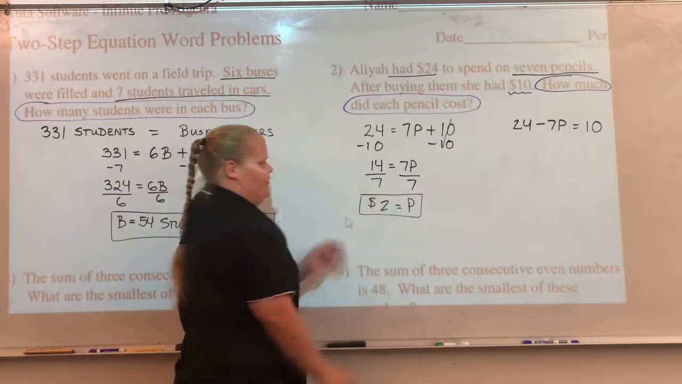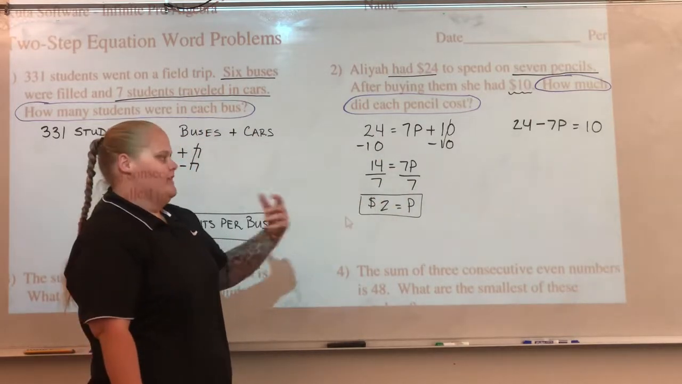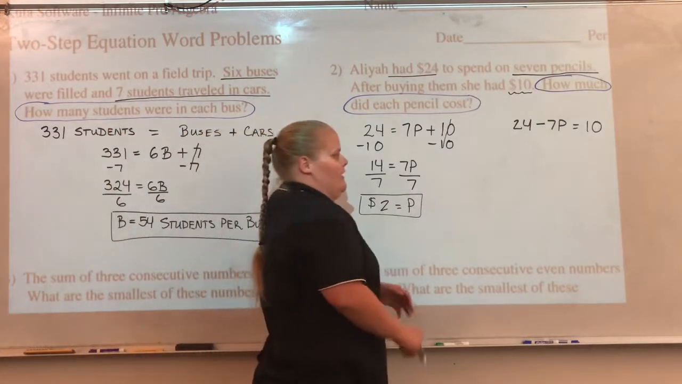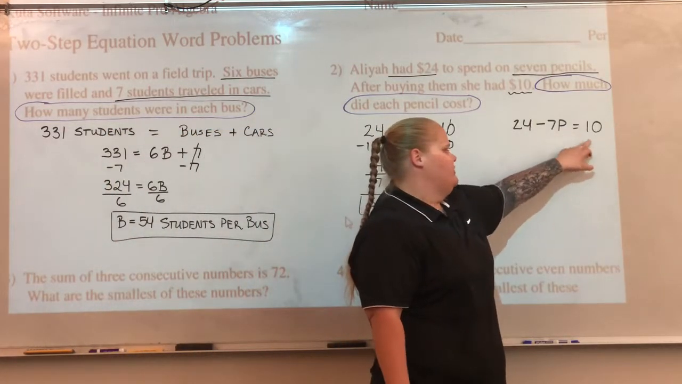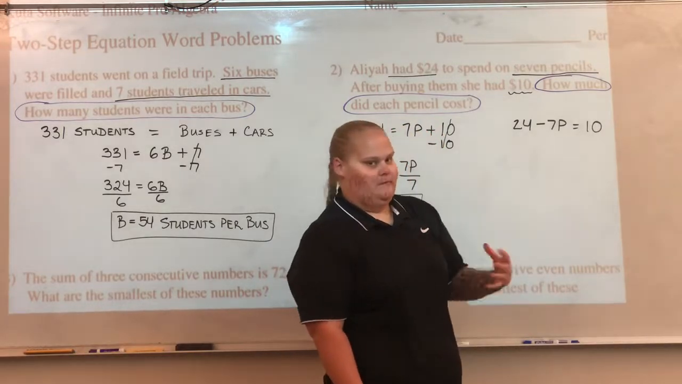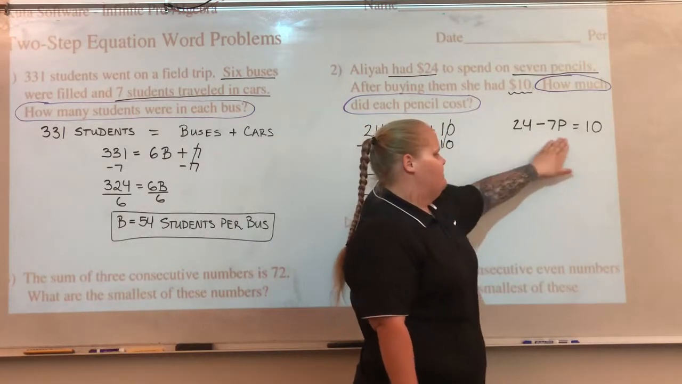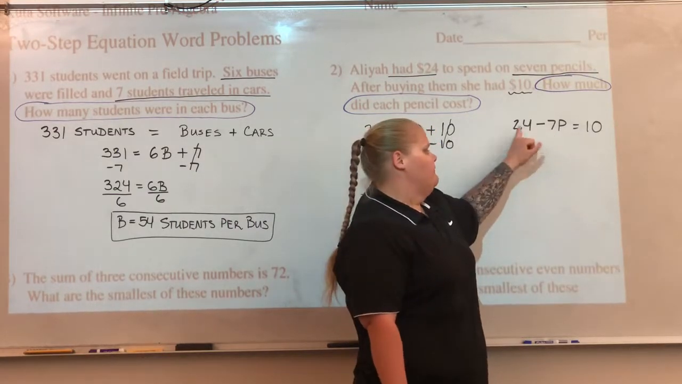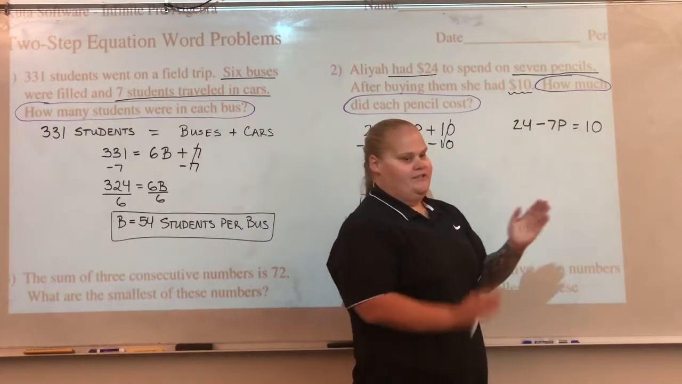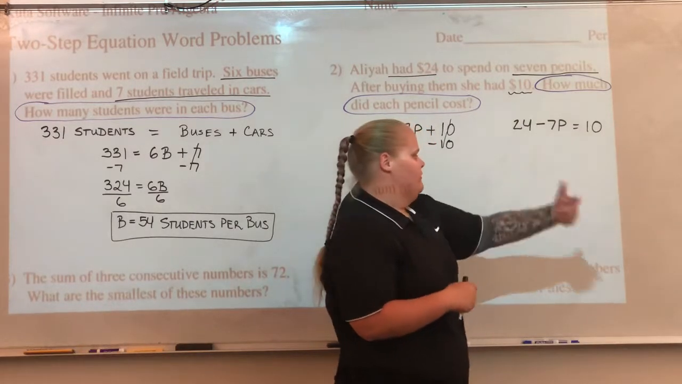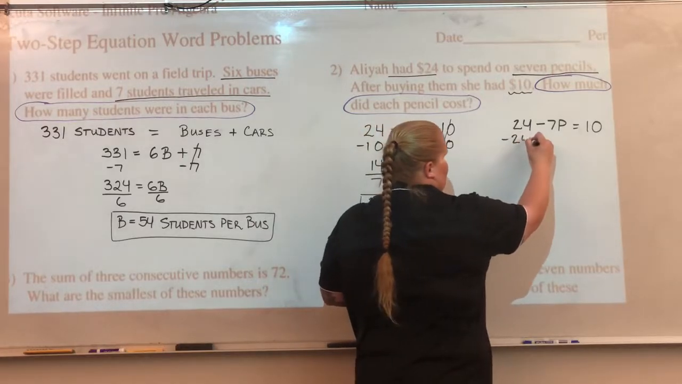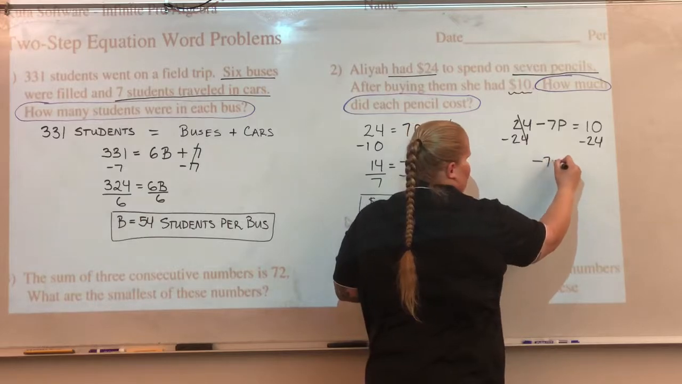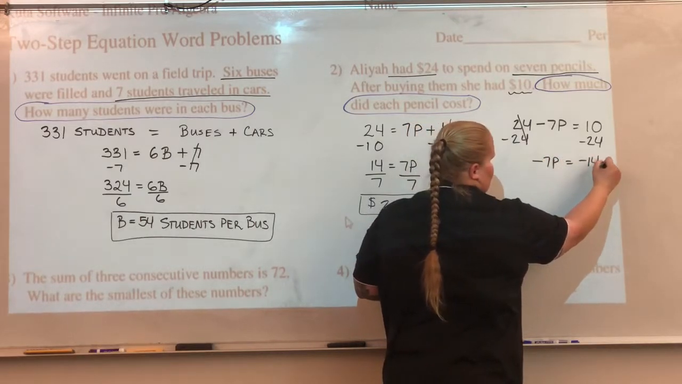Now let's go ahead and make sure that our other equation is set up correctly and that we also get 2 for the price of a pencil. So to solve this, I have 24 minus 7P equals 10. My goal is still to get P by itself, so I have to look at what's on the same side as P. I have the 24 and the negative 7. I want to get rid of the 24 first because it's farthest away from P. I'm going to subtract 24 from both sides. These are going to cancel, and I have negative 7P equals negative 14.